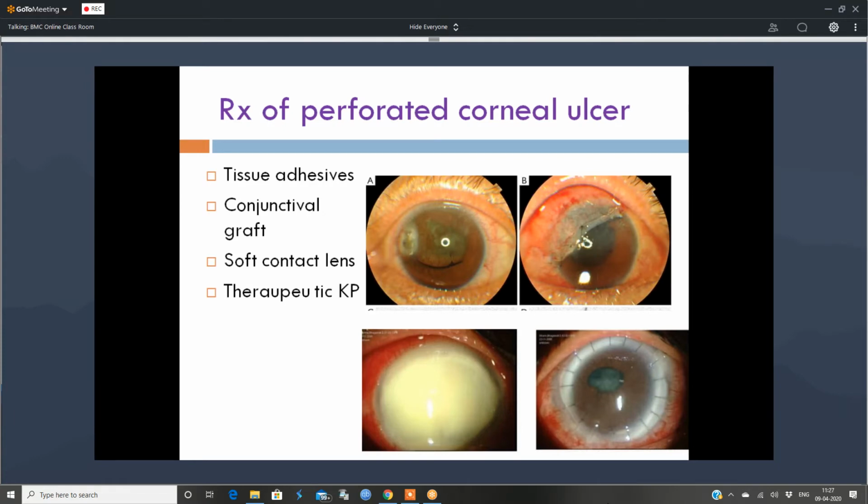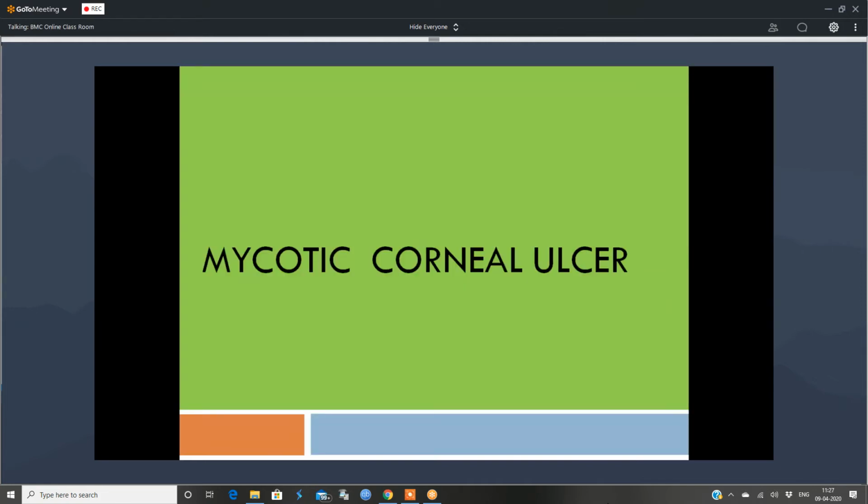If you look at the right bottom picture, that's the picture of a keratoplasty. You can see the sutures. This is a penetrating keratoplasty wherein the entire corneal button that is infected has been removed, and the new donor cornea is applied and stitched. So this was about bacterial corneal ulcer.